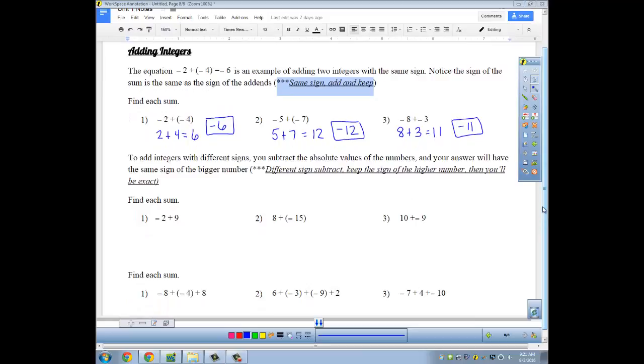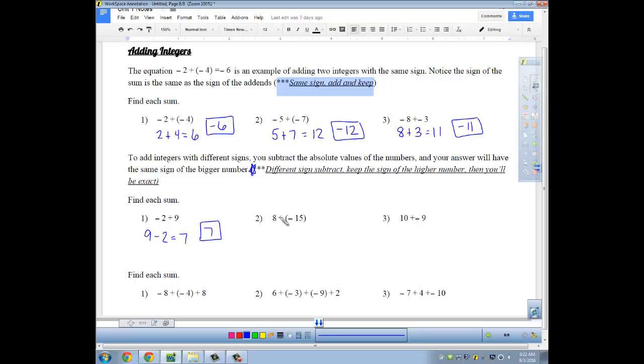Now, sometimes you will have different signs. So again, I put this in asterisk right here. If you have different signs, you will actually subtract the numbers and keep the sign of the higher number. So here, one's a negative, one's a positive, so they have different signs. So we will actually subtract the two numbers. So 9 minus 2 is 7. And then I look back at the problem and I need to see which one was the bigger number. 9 is bigger, 9 was positive, so my answer will be positive.